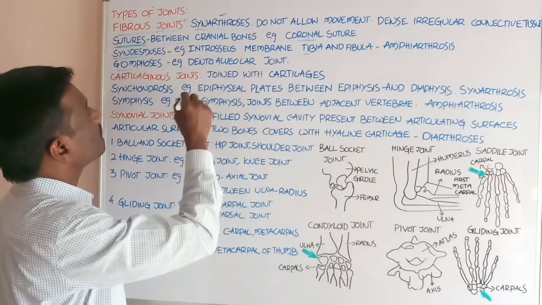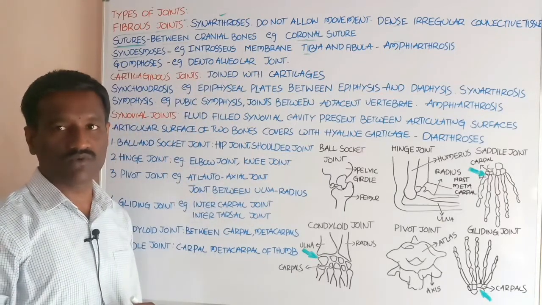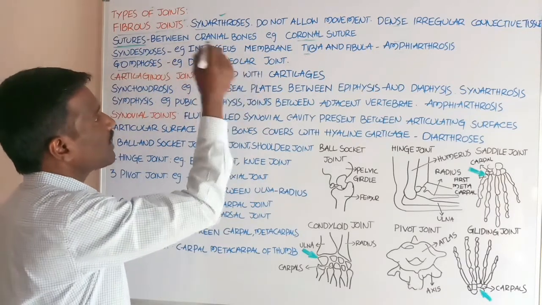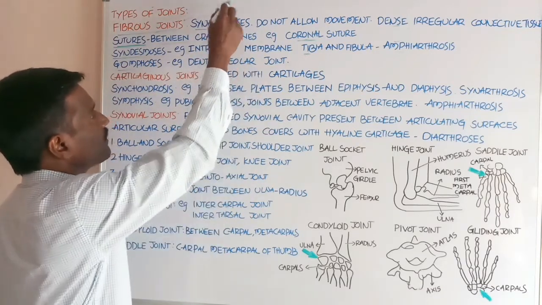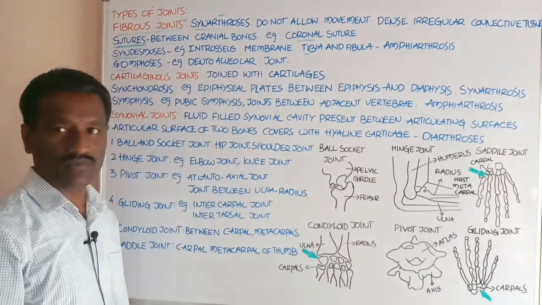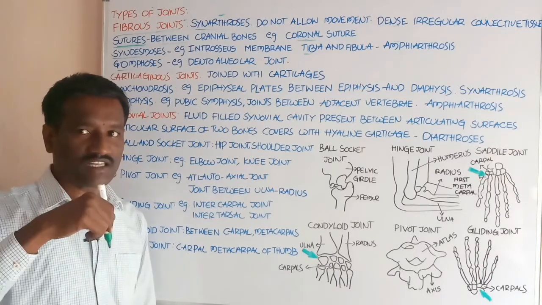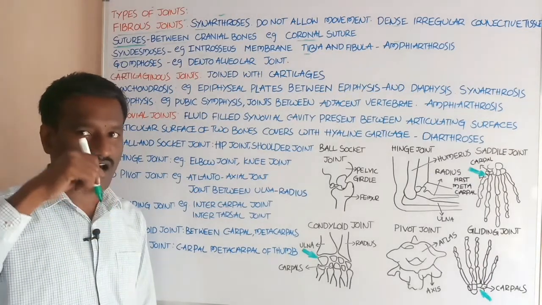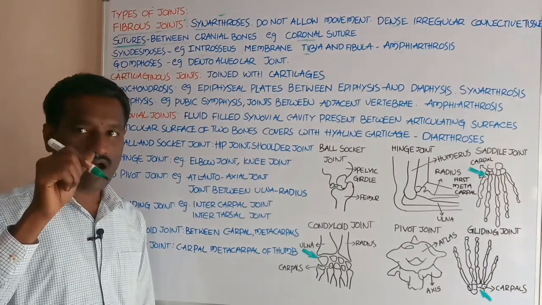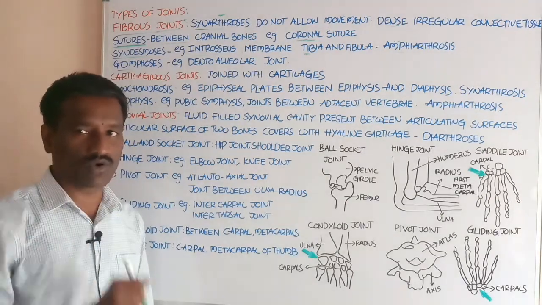Gomphoses, movement is not possible by this bone. Gomphoses, which one is the example? Dentoalveolar joint. This is the example for synarthrosis. Dentoalveolar joint: the root part of the tooth is fixed in the sockets of the jawbone, the alveoli of the jawbone.